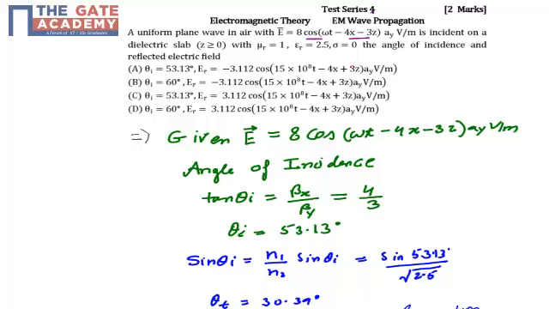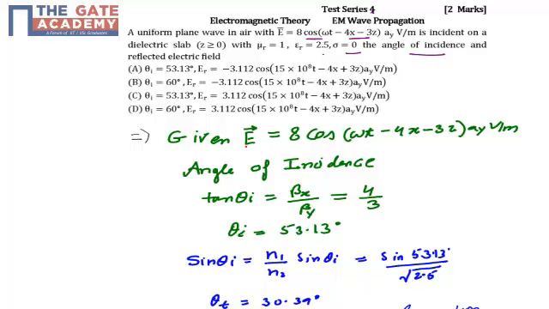It is incident on a dielectric slab at z greater than 0, whose relative mu_r is 1, relative epsilon_r is 2.5, and sigma is 0. We need to find the angle of incidence first and the reflected electric field. So we need to find two values: one is the angle of incidence, the other is the reflected electric field.